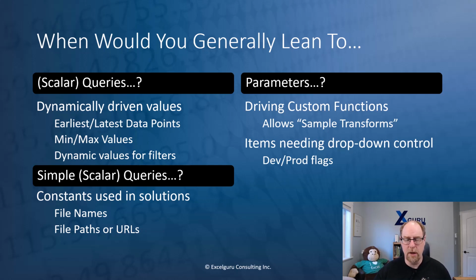Now keep in mind, if I don't want the user going into the Power Query editor for whatever reason, then at that point, I'm probably going to set up a table in Excel and I'm going to use a scalar query in order to bring things in unless I need a parameter for some other reason, like driving the function. So those are my general rules of thumb and choices around how I decide which one to pursue up front.